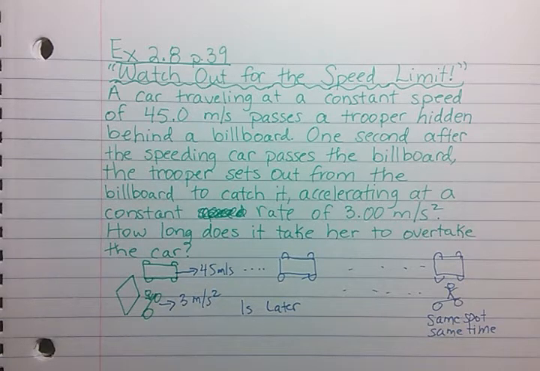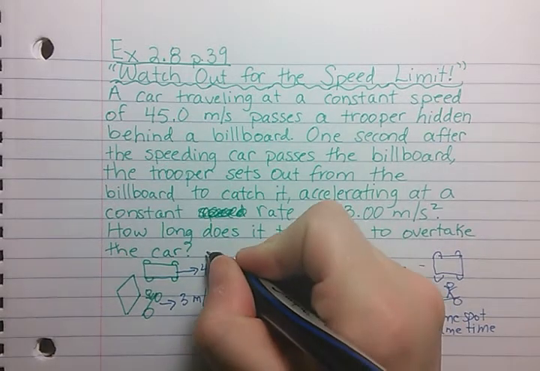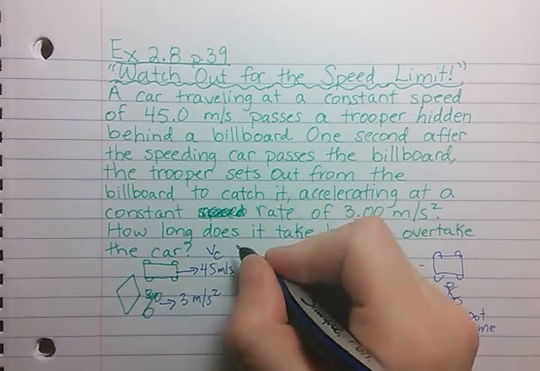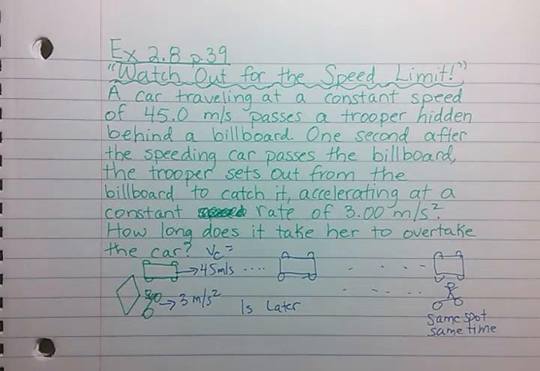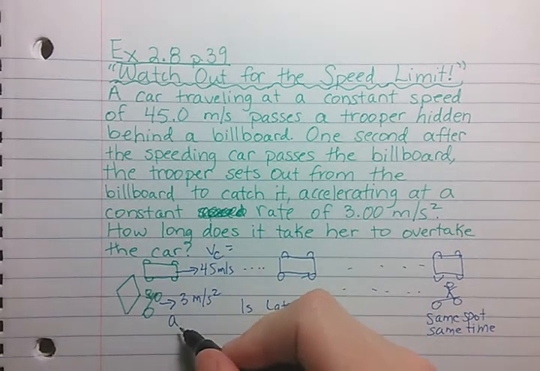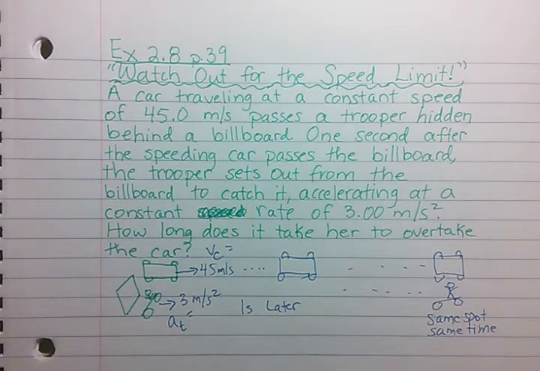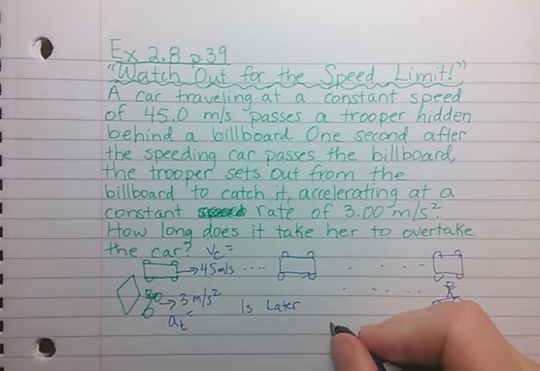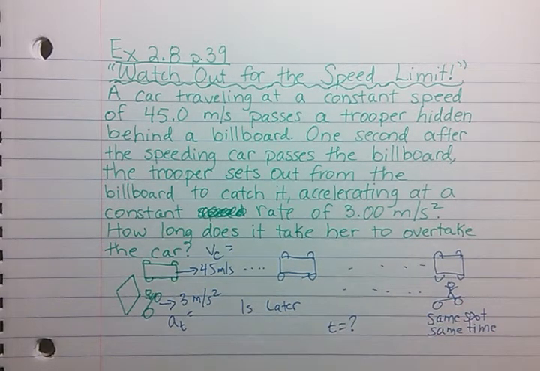All right, what's next? Next is to check to see if we need to convert anything, and it looks like we don't. Everything is in consistent units. So then you need to write down your knowns and your unknowns. So we know the speed of the car. Let's call that VC. We know the acceleration of the trooper. Let's call that AT. And then what are we looking for? We're looking for the time. So let's write T equals question mark.